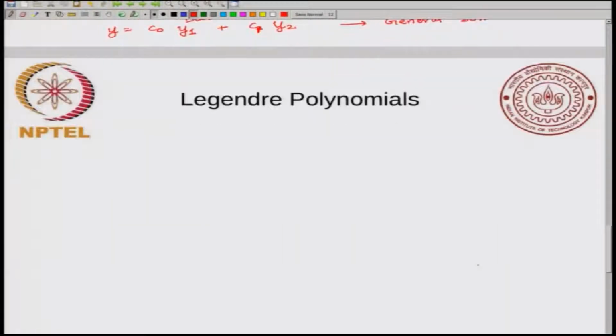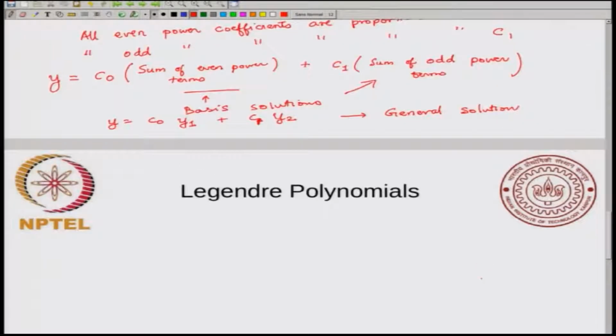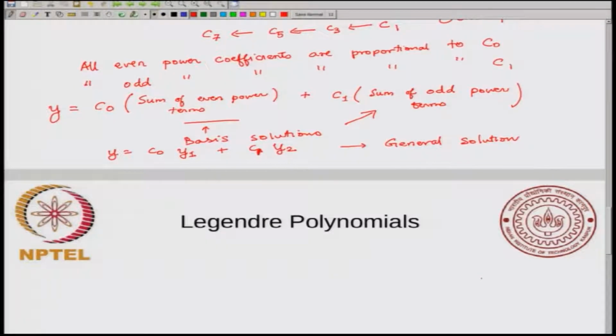And this is where we will come across something called Legendre polynomials. In order to motivate them, what I will see is that in this sum of even power terms and sum of odd power terms, the number of terms in each sum in general is equal to infinity. So in general, there are infinitely many terms in each of these, because the series keeps on going.